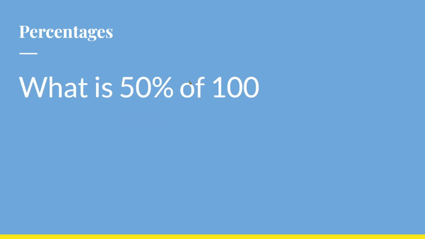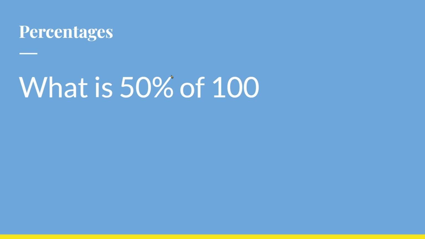What is 50% of 100? Some of you might know the answer off the top of your head. Yes, it is 50. And the best way to do this, especially if these were bigger or more unknown numbers, is to convert from percent to decimals and then multiply them, or vice versa.